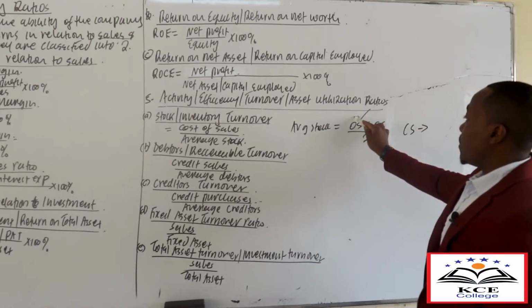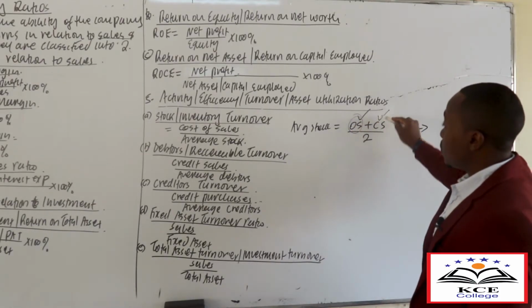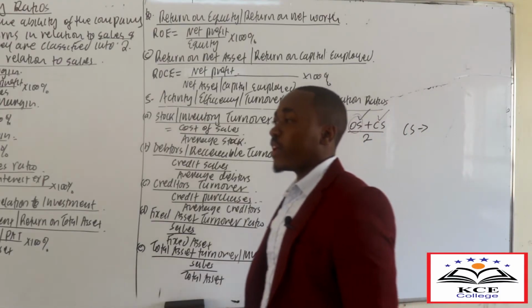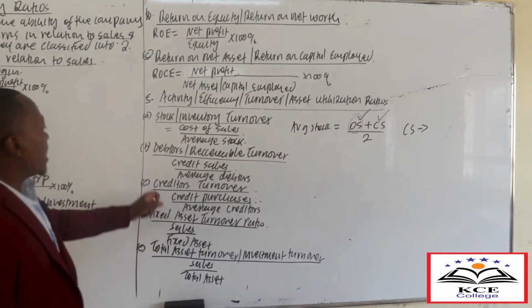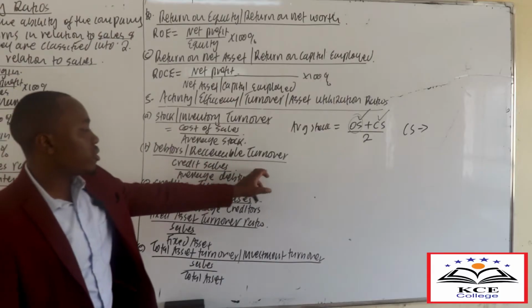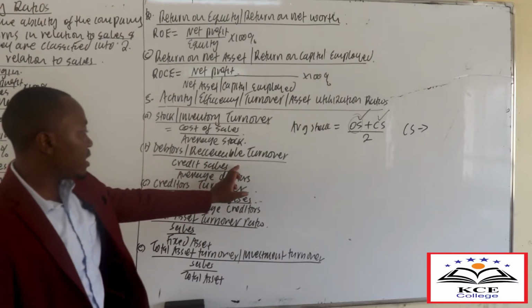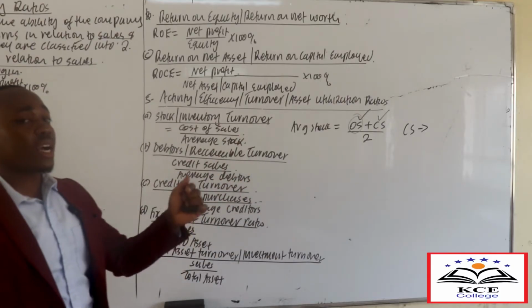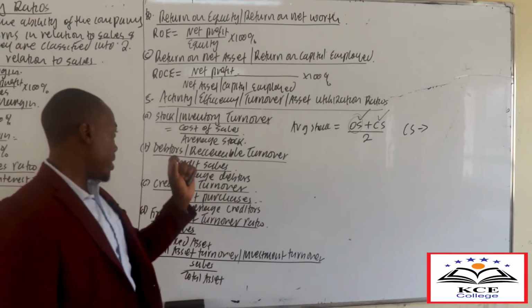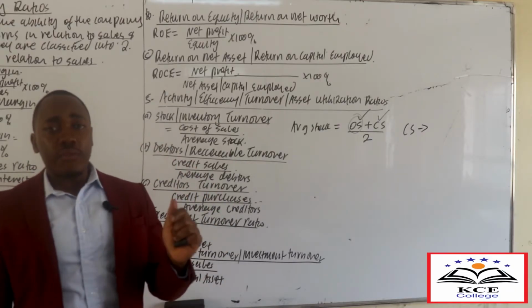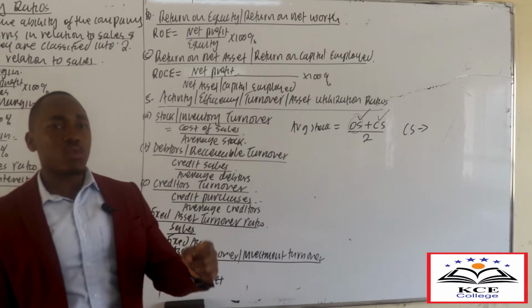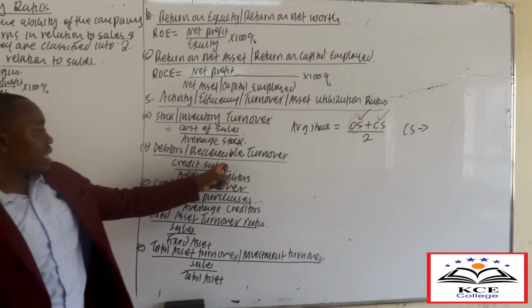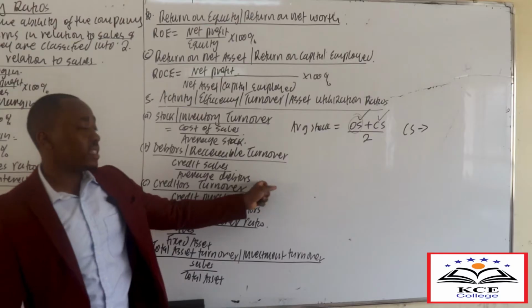Or, whenever you're not given the opening stock, the closing stock will be deemed to be the value of the average stock. Then number B, you have the debtors or the receivable turnover. It shows the frequency at which the customers are buying the goods on credit. That's what you call the receivable turnover. So therefore, you take the credit sales, you divide by the average debtors.